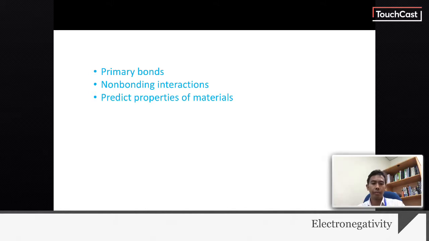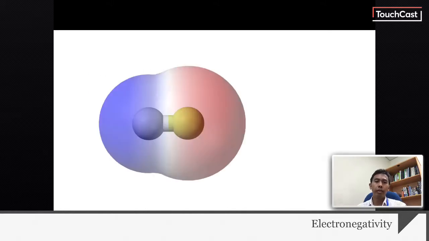Electronegativity. Electronegativity is an atomic property that describes how strongly and tightly an atom holds onto its electrons. An atom with higher electronegativity has a stronger pull on electrons than an atom with lower electronegativity. Red represents partially negatively charged regions, blue represents partially positively charged regions, and white represents neutral uncharged regions.